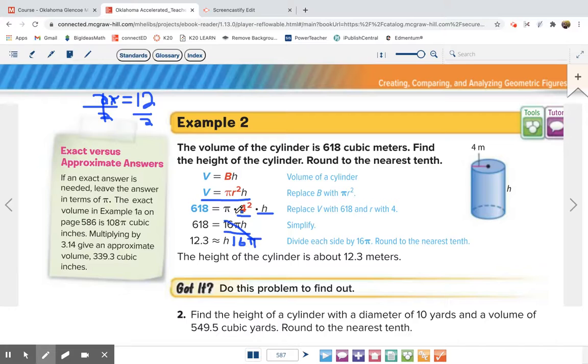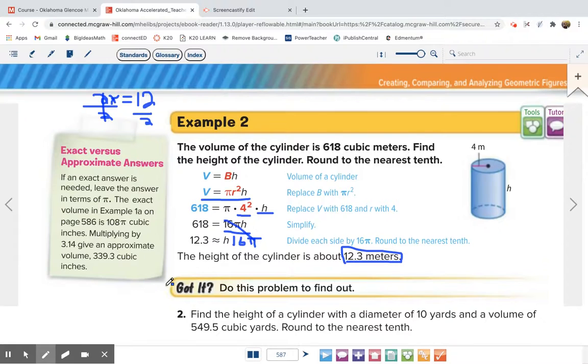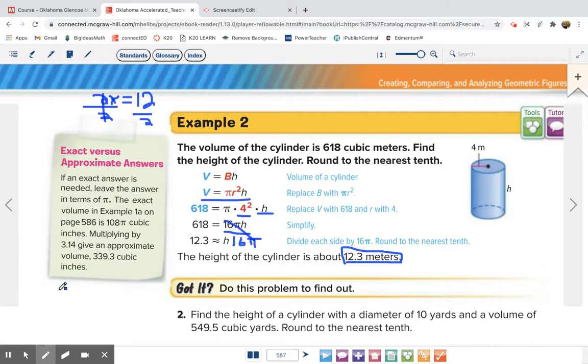So to figure out the height, you have to do 618 divided by 16 pi. It's going to give you a long decimal because pi is never ending. So we use the approximate symbol because we are rounding. So the height is 12.3 meters on that cylinder. So go ahead and try number 2 at the bottom. And then don't forget to round. And then I'll go over it with you.